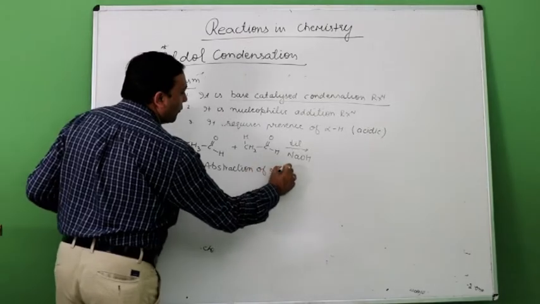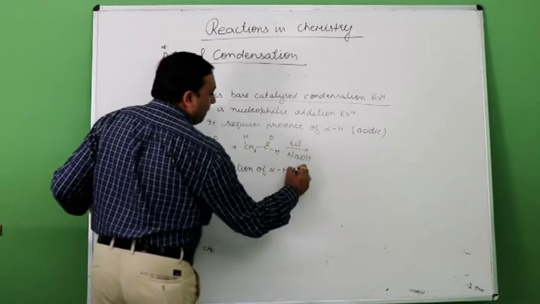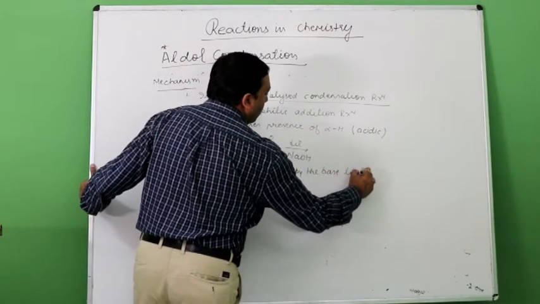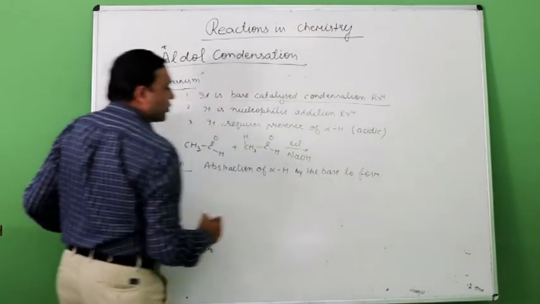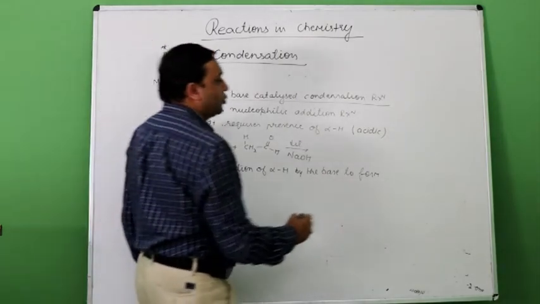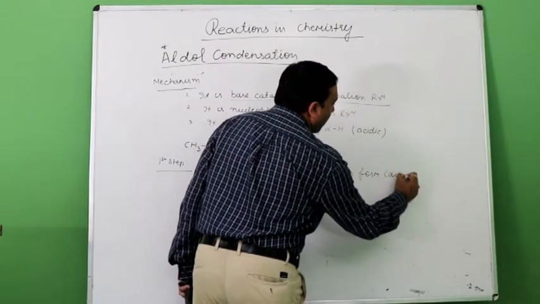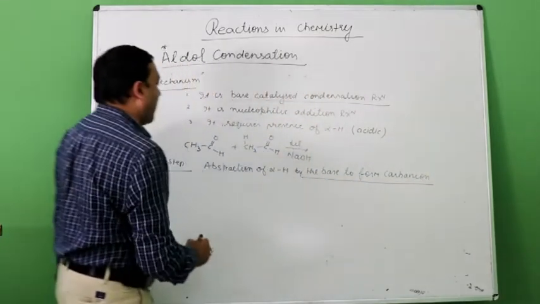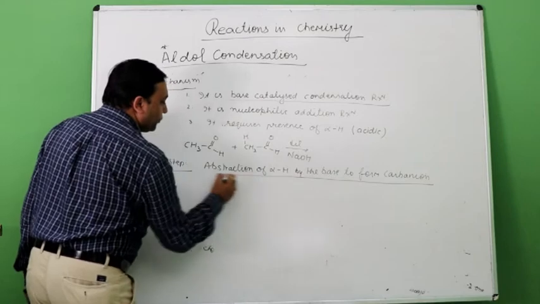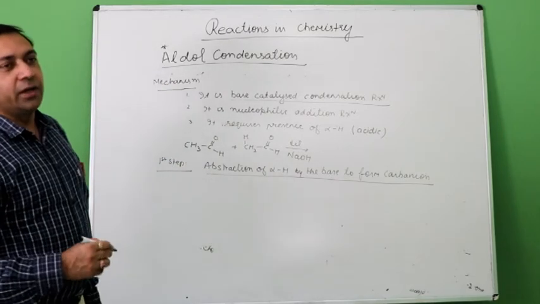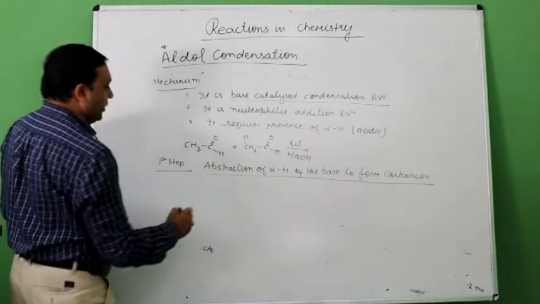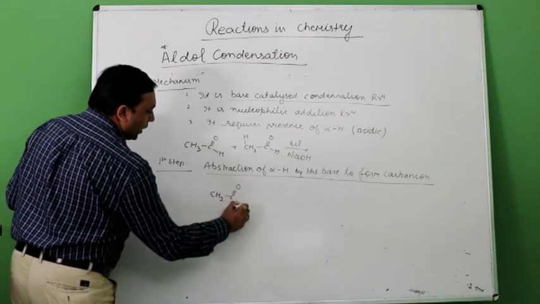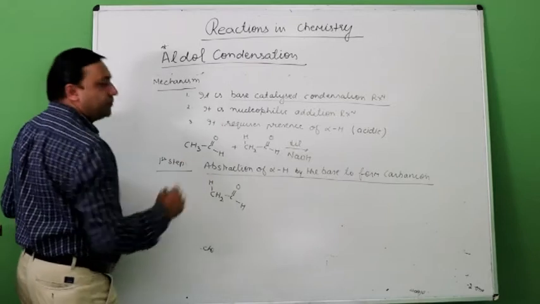Abstraction of alpha H by the base to form carbanion. Now this is your first step. What does it mean? This is my carbonyl compound and this is my alpha H.